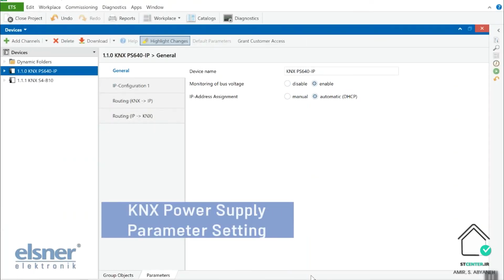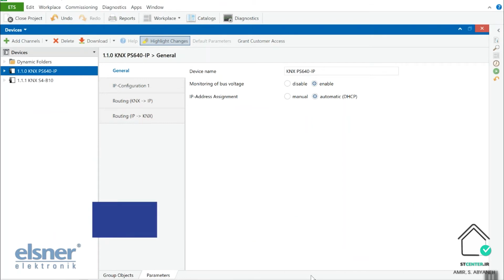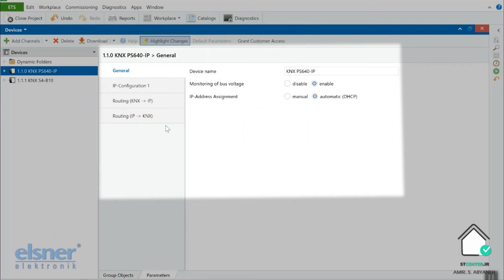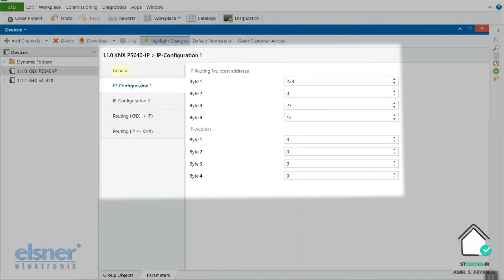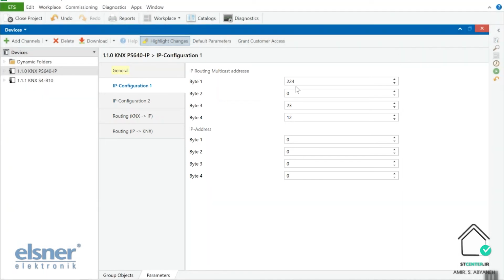So about the parameterization of the KNX power supply plus IP interface and router from Elsner. In the general tab, there is a possibility to tell the device if it receives the local IP address from the DHCP server or manually. By default, it's on DHCP server, but if you have the USB interface in your system configuration, it's better to go to the manual mode, then go to IP configuration 1 and 2. In 1, there is an IP routing multicast address that is reserved for KNX, 224.0.23.12. According to the IT person of your building, it may differ, so you can change it here, but leave it as default.